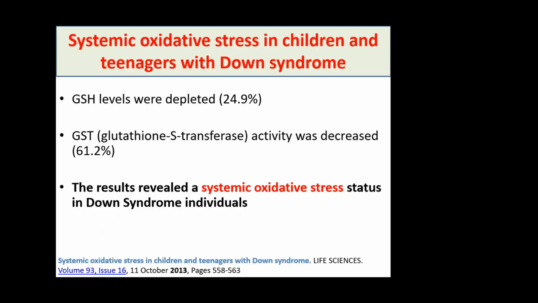Glutathione levels were depleted. They were down to 24.9%, and the glutathione enzyme, GST, was decreased by 61.2%. The results revealed a systematic oxidative stress status in Down syndrome individuals. Again, a common factor: decline in glutathione enzymes, largely contributing to a massive oxidative stress in children with Down syndrome, just as what we saw in autistic children.